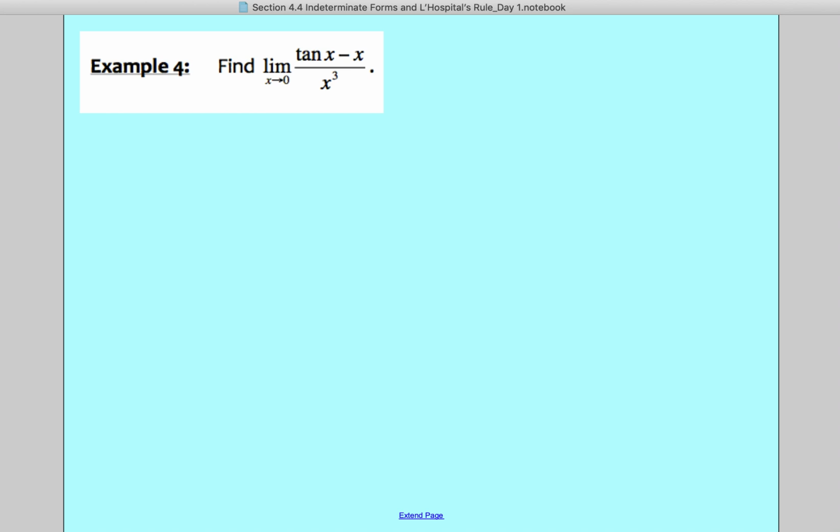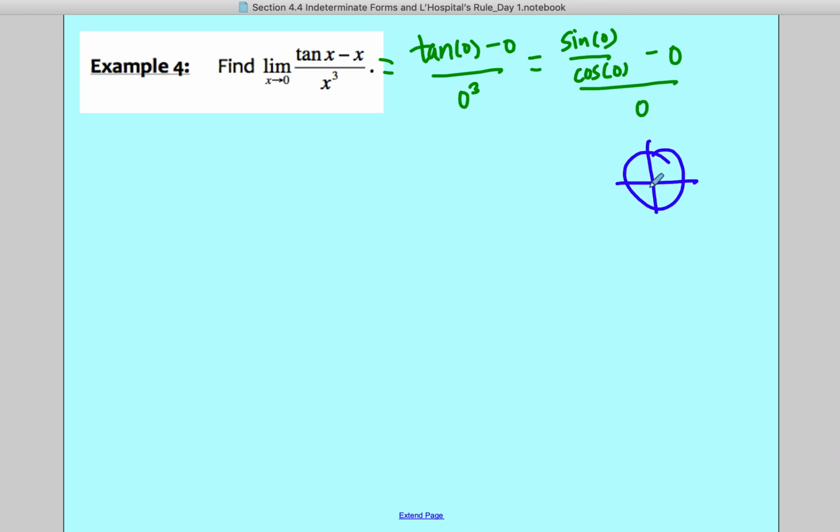Example 4, your favorite, trig functions. Okay, so what we're going to do, I would use your solo yellow sheet to help you out. We always try and plug it in. So tangent of 0 minus 0 all over 0 to the 3rd. To figure out, tangent of 0 is sine of 0 all over cosine of 0, minus 0. 0 cubed is 0, so I have that.